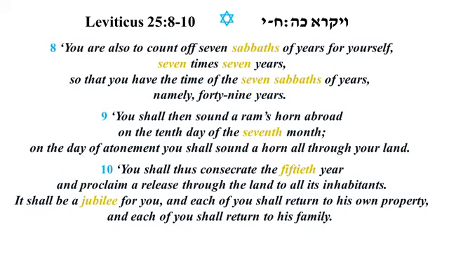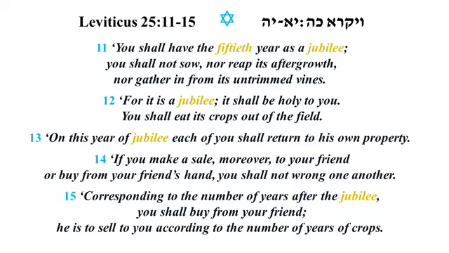This is a jubilee year, a jubel. Verse 11, you shall have the 50th year as a jubilee. You shall not sow, nor reap its aftergrowth, nor gather in from its untrimmed vines. For it is a jubilee, it shall be holy to you. You shall eat its crops out of the field. On this year of jubilee, each of you shall return to his own property. If you make a sale, moreover, to your friend, or buy from your friend's hand, you shall not wrong one another. Corresponding to the number of years after the Jubilee, you shall buy from your friend. He is to sell you according to the number of years of crops.